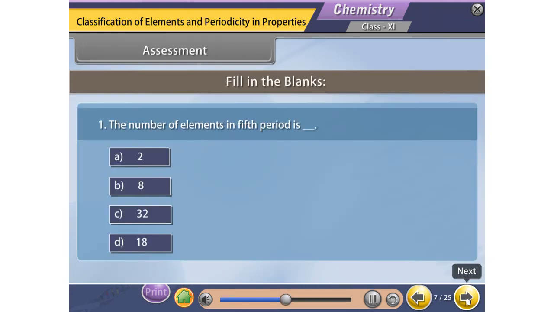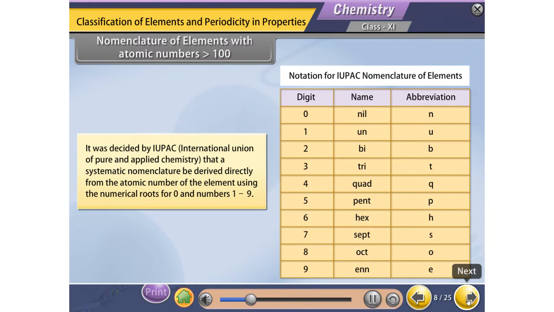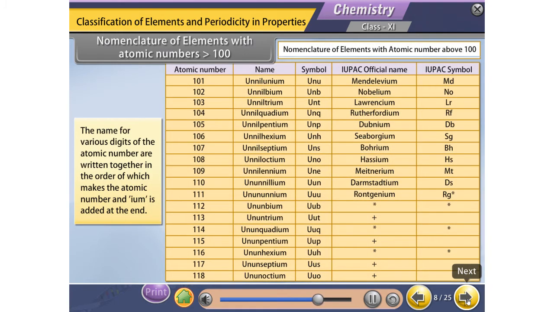Before proceeding further, nomenclature of elements with atomic numbers greater than 100. It was decided by IUPAC, the International Union of Pure and Applied Chemistry, that a systematic nomenclature be derived directly from the atomic number of the element using the numerical roots for 0 and numbers 1 to 9. The names for the various digits of the atomic number are written together in the order which makes up the atomic number, and 'ium' is added at the end.